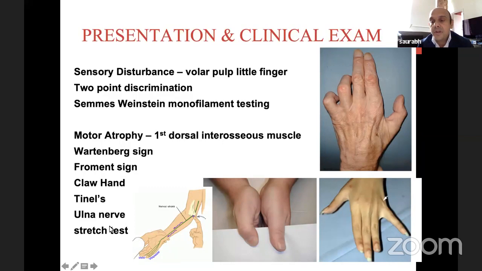Then ulnar nerve stretch test. The idea is to ask the patient to flex the elbow with wrist extended. You're lengthening the nerve, it will get irritable and they'll get paresthesia. Another little tip is, always do a sensory examination first, because it's a very quick way to know if the nerve is involved or not, for any nerve examination, followed by motor.